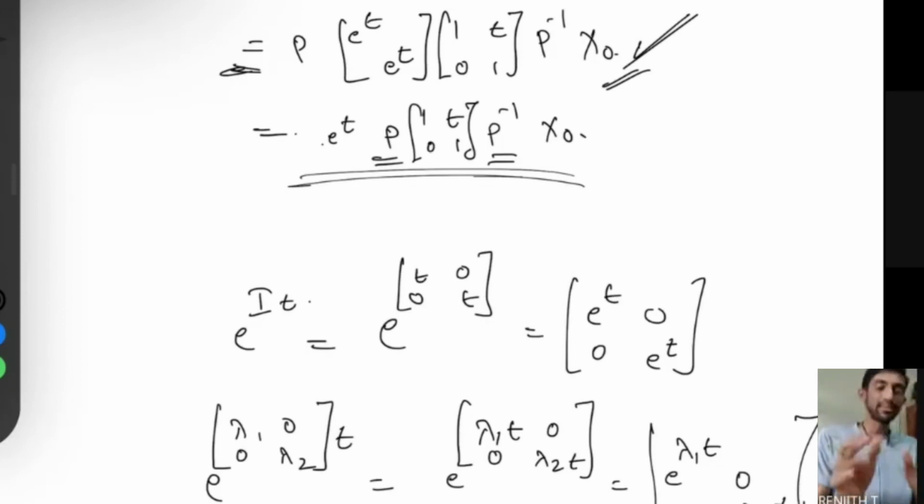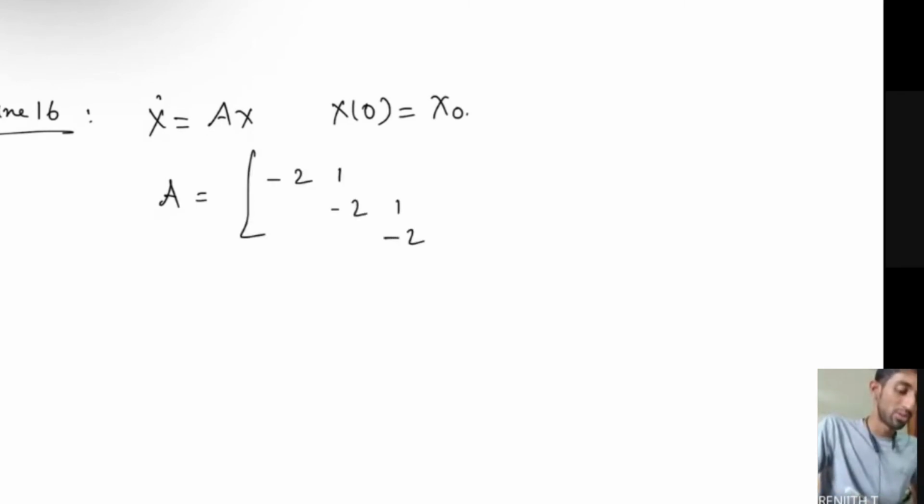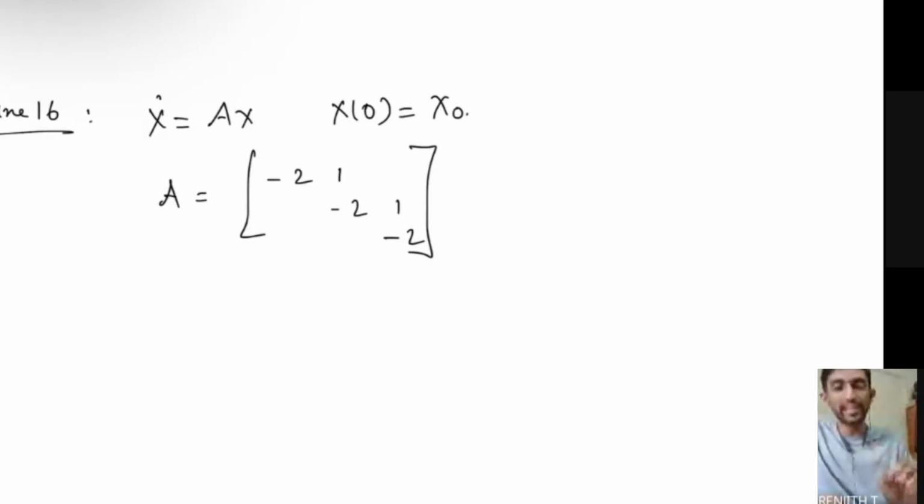Now, for 3 by 3 questions, it is very difficult to find out this part. But for most of the 3 by 3 matrices, they are giving directly the Jordan canonical form. In June 16, there is a question. X dot is equal to AX with X at 0 is equal to X naught and A is equal to minus 2, 1, minus 2, 1, minus 2. So what is the importance here? A itself is in the Jordan canonical form. You don't need to worry about the P inverse, calculating eigenvectors, eigenvalues, anything. Because if it is given in the general form, it will take around half an hour to compute just eigenvectors.